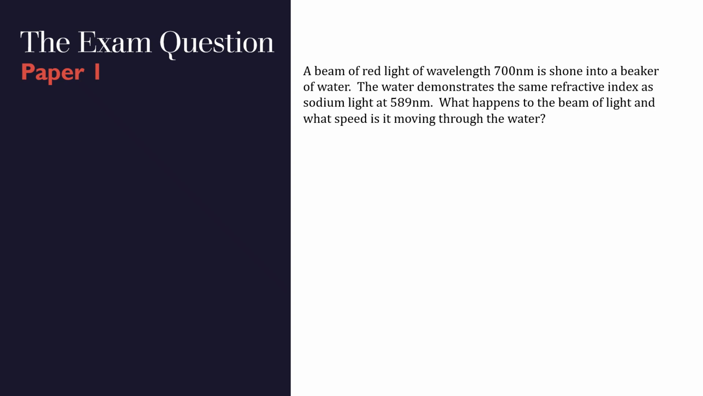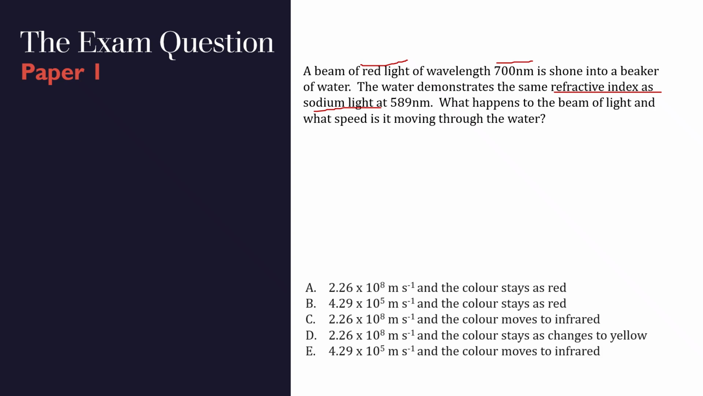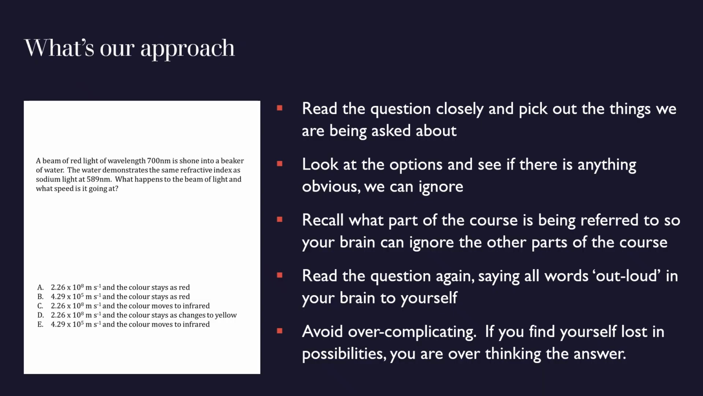So some important things here. We know it's red light. We've been told it's 700 nanometers. Its refractive index is the same as sodium, even though it's going into water. And then we want to figure out what happens to that beam and what speed it is moving at. We're given the usual options, A to E, and a chance to maybe knock some of those out.